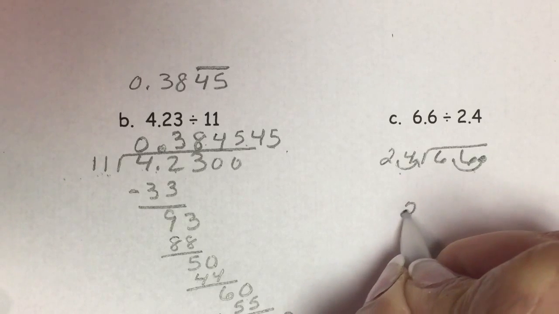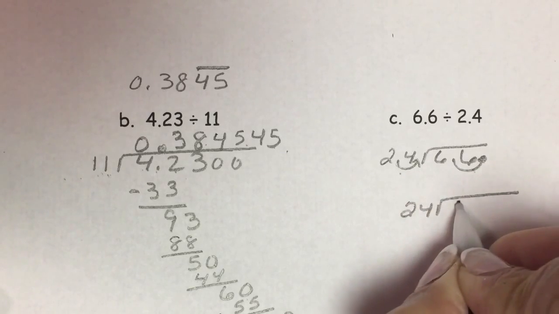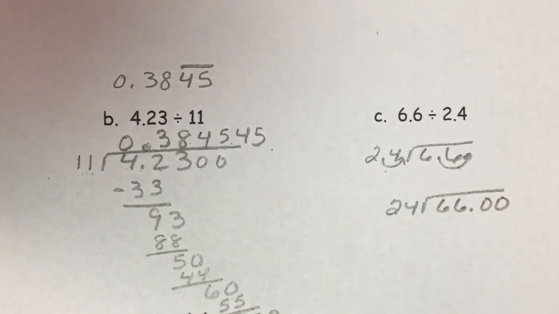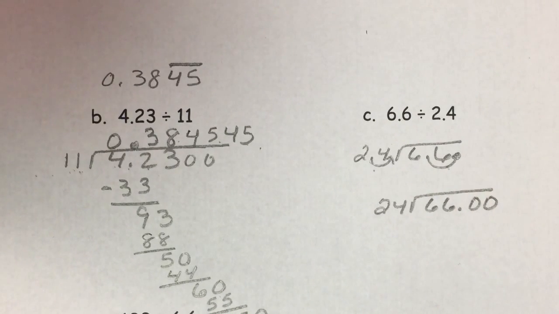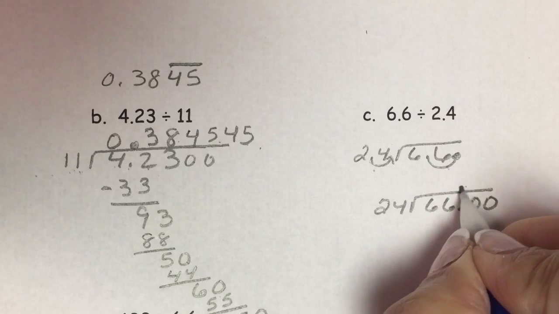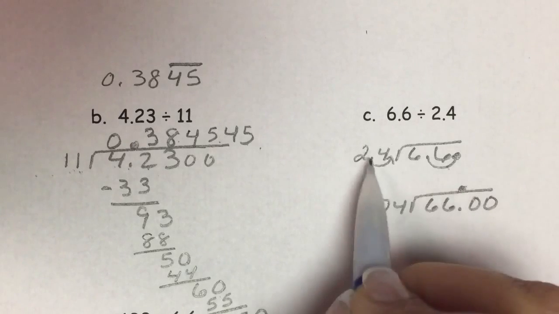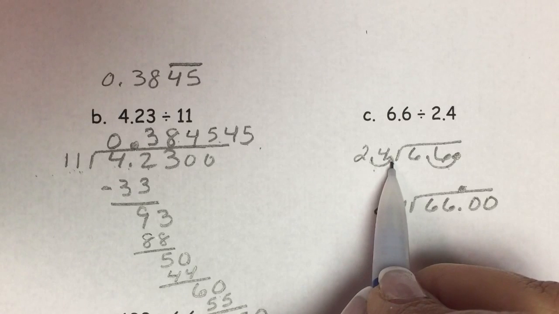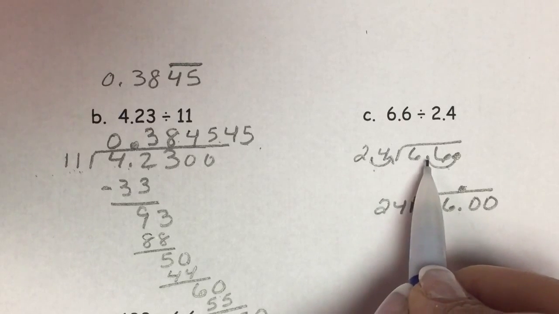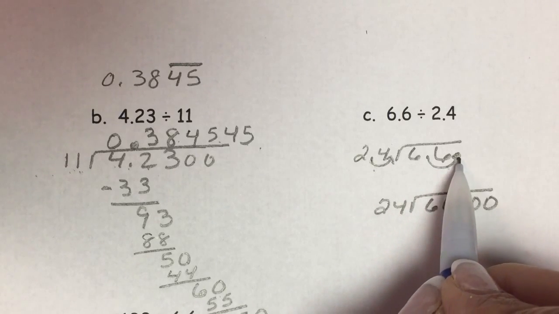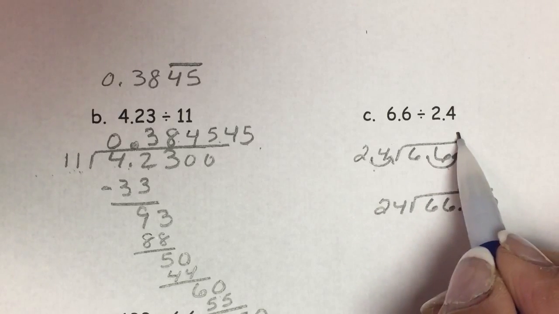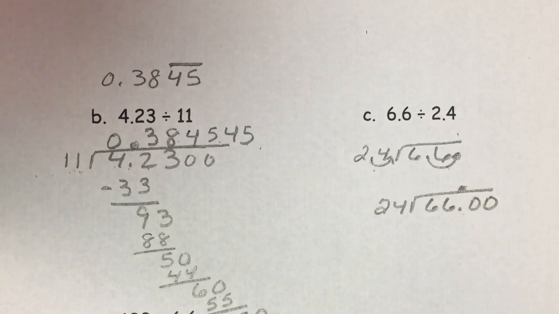Now, I will usually rewrite my problem just because it gets kind of messy if you don't. And I'm going to throw a couple of zeros. I don't know if I'm going to need them. They're just there if I do. And again, the decimal in my answer will go up there. So one more time, if there's a decimal in the divisor, you have to move it as many times to the right till it's at the end of the number. Then move the decimal on the inside the same number of places. And then pop your decimal up for your answer. And now we're right back to where we started.